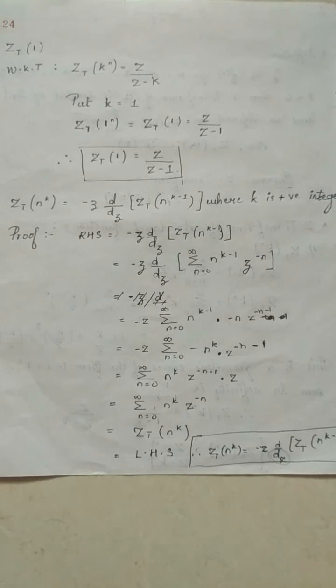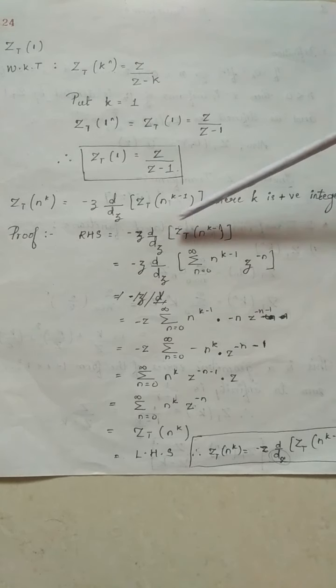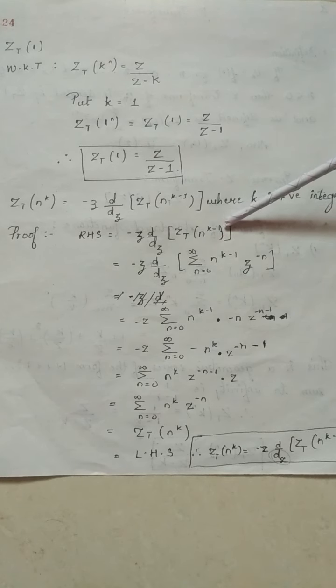Now, let us prove one more result. Z transform of n to the power k is equal to minus z into d by dz of Z transform of n raised to k minus 1, where k is a positive integer. So to prove this result, let us consider RHS first. So RHS is nothing but minus z d by dz Z transform of n to the power k minus 1.